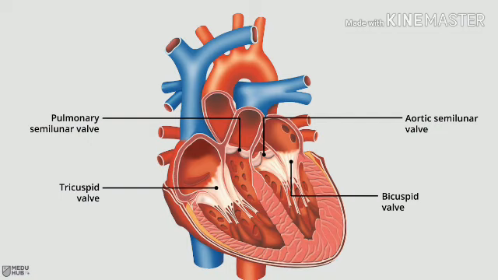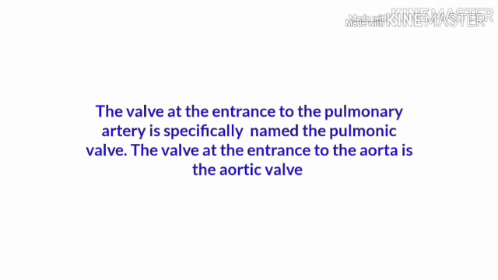The valves leading into the pulmonary artery and the aorta have three cups. Each cup is shaped like a half moon, so these valves are described as semilunar valves. The valve at the entrance to the pulmonary artery is specifically named the pulmonic valve. The valve at the entrance of the aorta is the aortic valve.